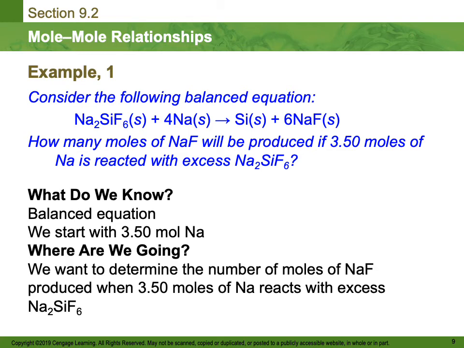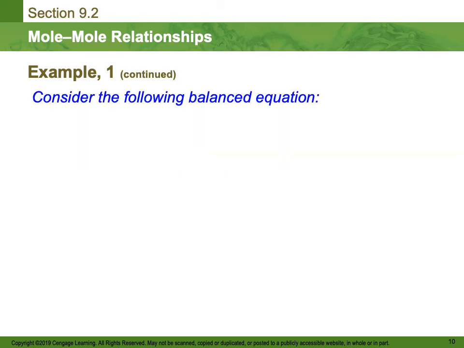So again, let's define. What do we know? We know the balanced equation. That is essential. And we're starting with 3.50 moles of sodium. That is the only quantity that is presented in the question, so it's the only value that you have to work from. There's no other numbers given, so there's nothing else you could even start with. Where are we going? The question says, how many moles of NaF will be produced? So that's where we're going. And question number 3 is, how can we get there?